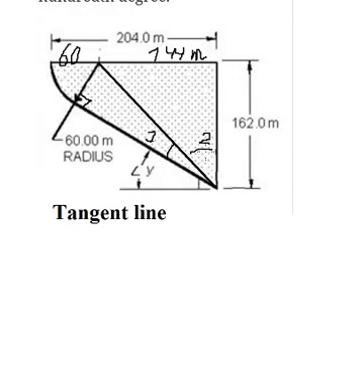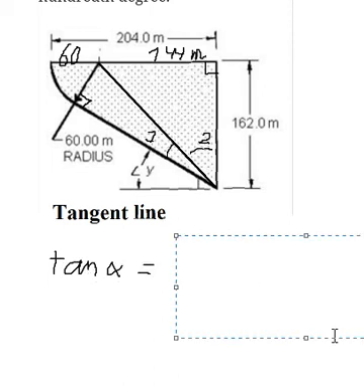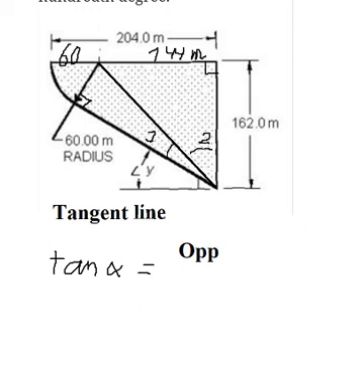Now we can calculate the angle number 2. So this one is a right triangle. So we can use tan alpha equals opposite divided by adjacent. So we have opposite, that's 144, adjacent, that's 162.